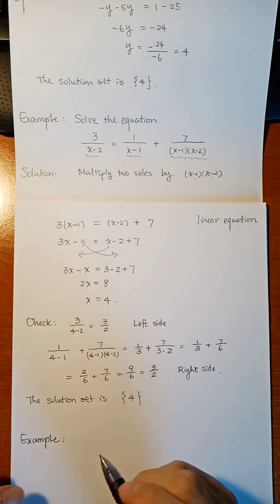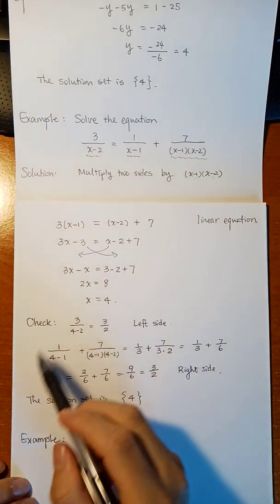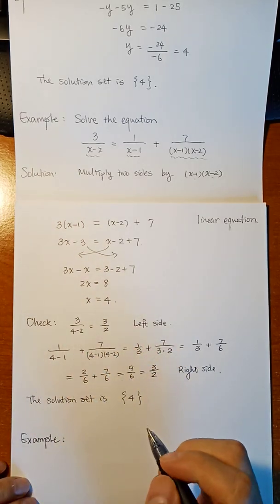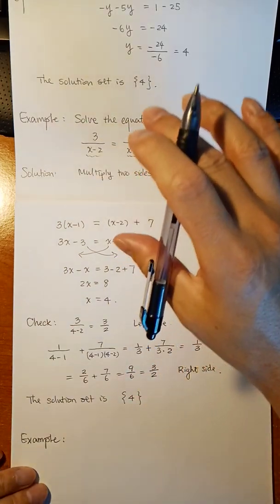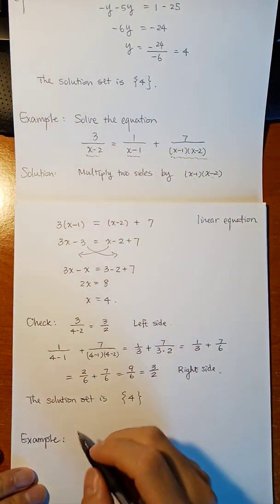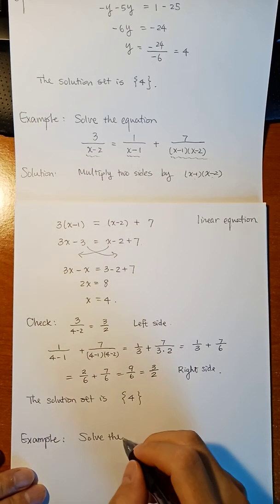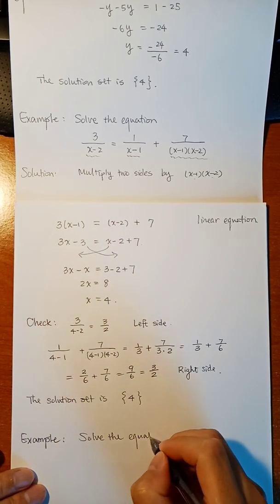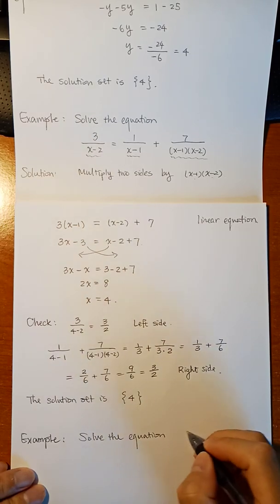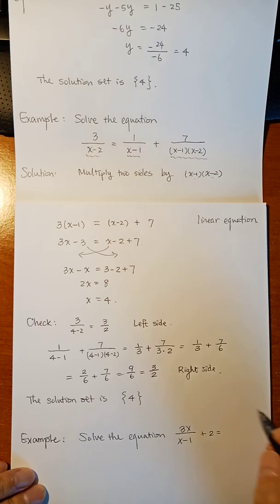And next, let's see why this checking step is important in this fraction problem. Solve the equation 3x over x minus 1 plus 2 is equal to 3 over x minus 1.